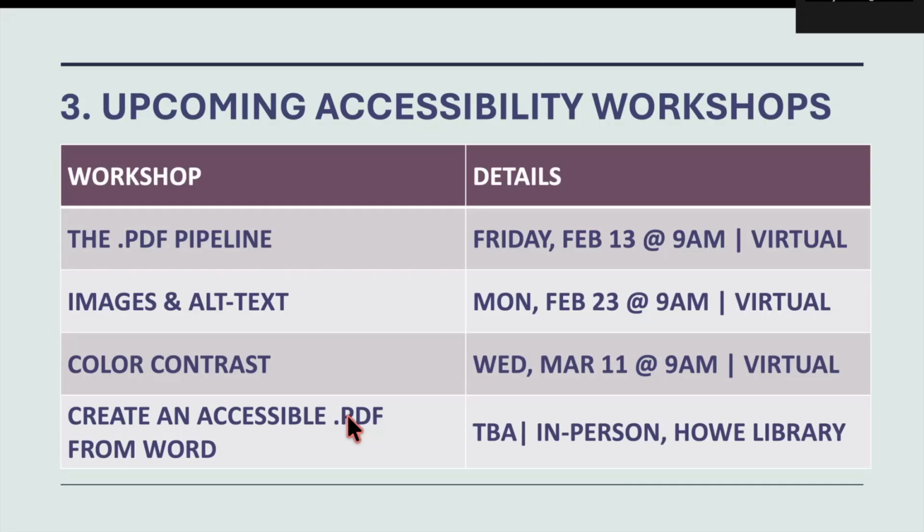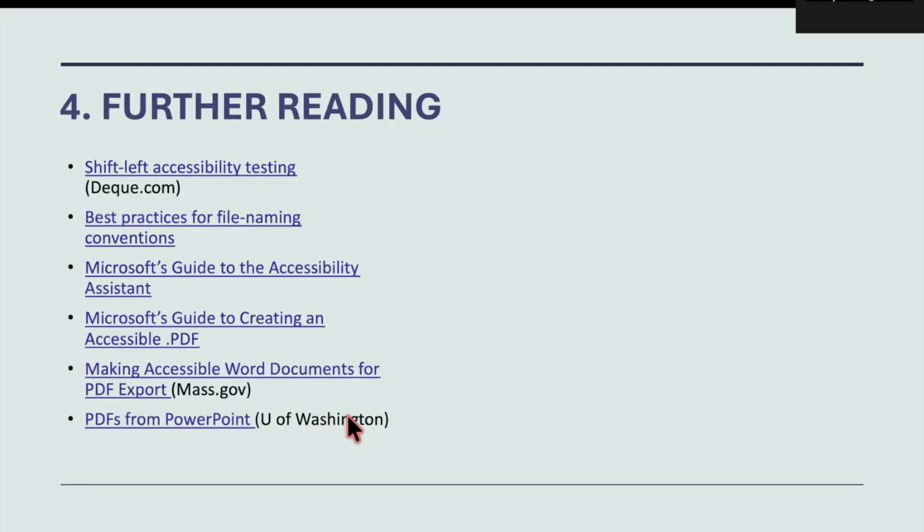And then we are also setting up an in-person workshop in the Howe Library at UVM to create an accessible PDF from Word. It's going to be hands-on. We're going to take a tiny Word document and step all the way through making sure it's accessible. That one's going to be in person in the Howe Library. We'll have more details to come on the Office of Accessibility Services website.